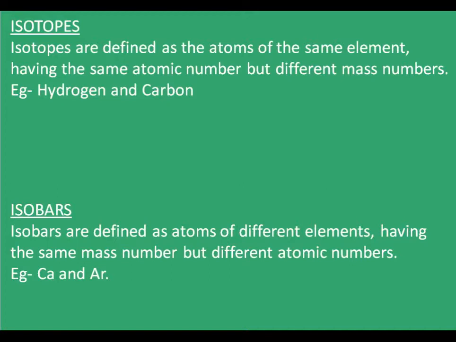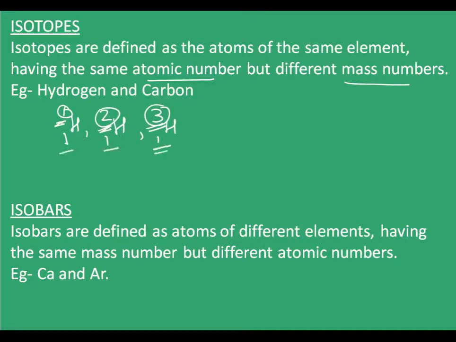Isotopes. Isotopes are defined as the atoms of the same element having the same atomic number but different mass number. Hydrogen has 3 isotopes: protium, deuterium and tritium. Protium is ¹H₁, deuterium is ²H₁ and tritium is ³H₁. Protium has mass number equal to 1, deuterium has mass number equal to 2 and tritium has mass number equal to 3. But in all of these the atomic number is the same, that is 1.